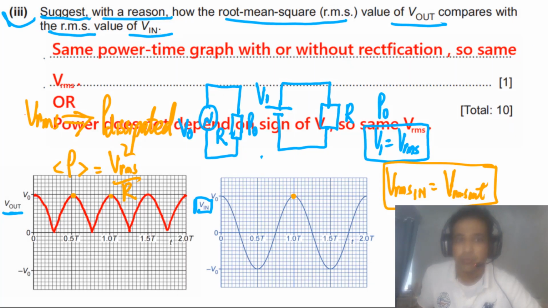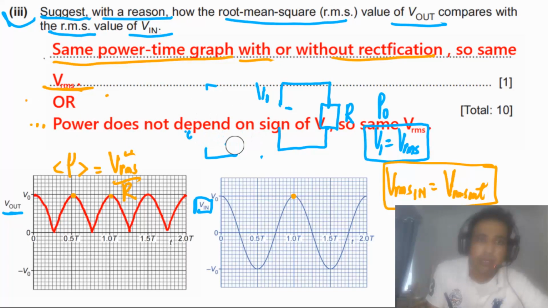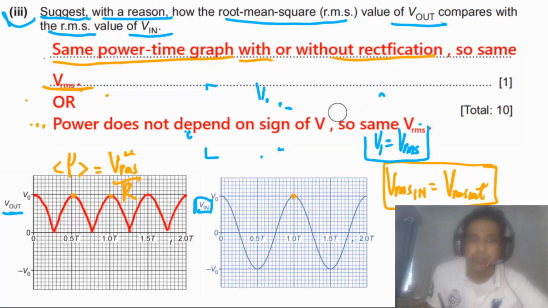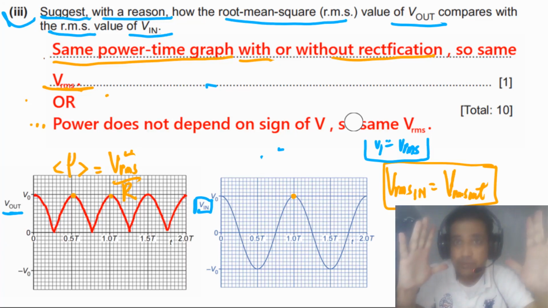In your answer, you can write down these points. In your answer, you can mention same power time graph with or without rectification. So same Vrms. You can say power does not depend on sign of V. So same Vrms. So that's all for this video, and these two questions we have discussed in detail. I hope these two questions are clear to you.